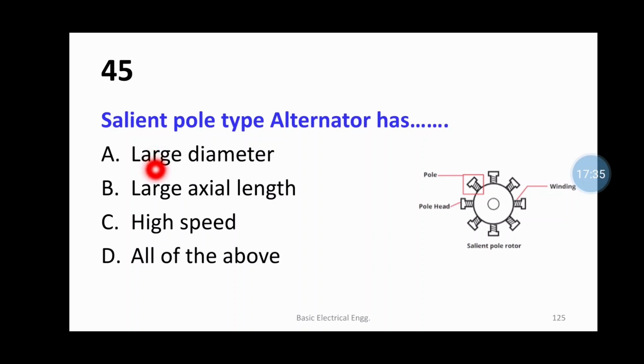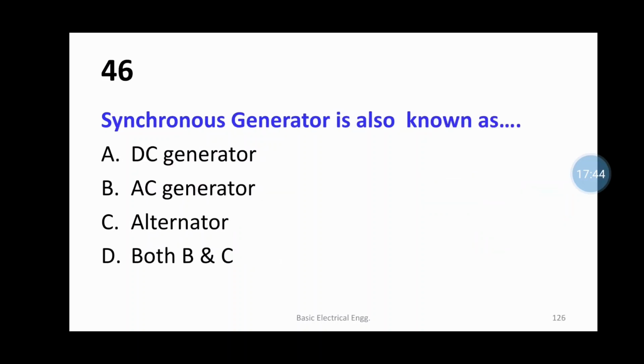Alternator is also known as synchronous generator. There are two types of alternator based on the construction of rotor: salient pole type alternator and non-salient pole type alternator. This is also quite important. Synchronous generator is also known as DC generator, AC generator, alternator, both B and C. Here you have to select option D, like AC generator and alternator. Synchronous generator is also known as AC generator and alternator, so please select option D.